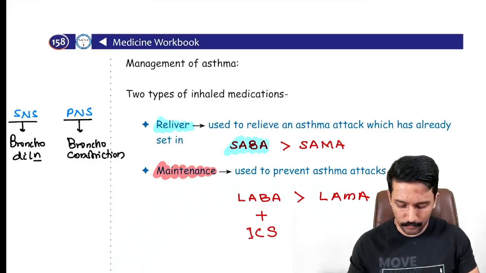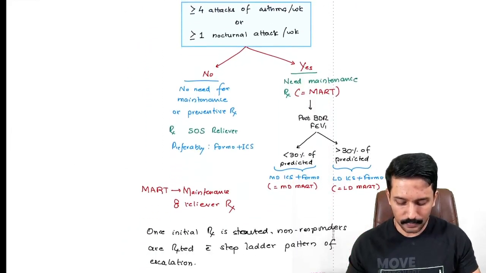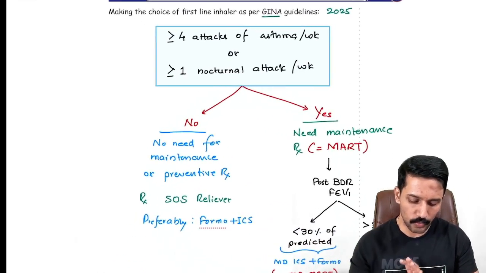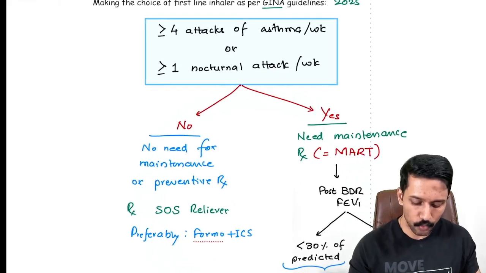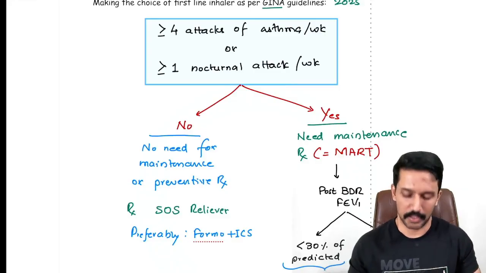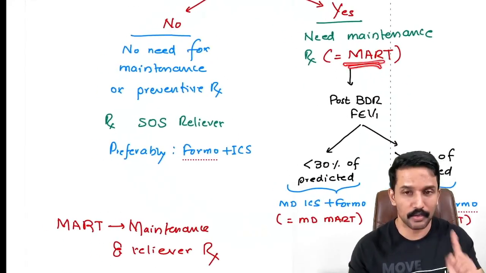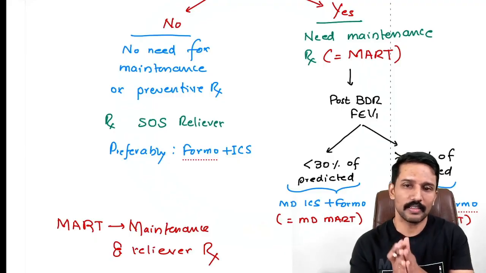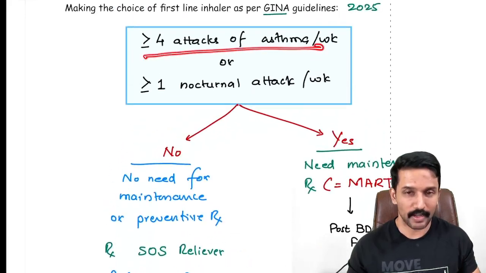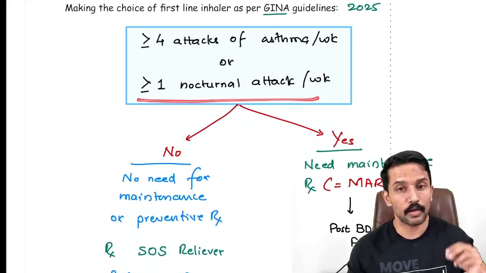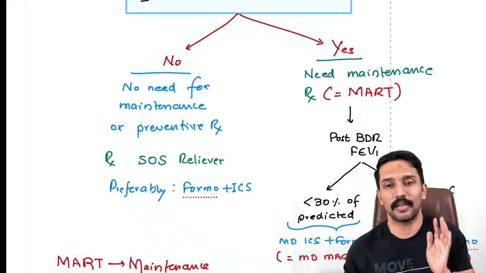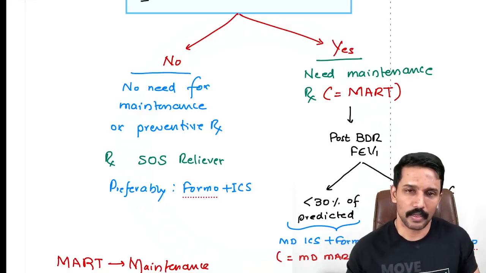Now, should I ask every patient to take daily inhalers or only selected patients, right? For that, we will look at the GINA guidelines. What GINA guidelines say: if a patient is getting 4 attacks of asthma per week or more, or more than 1 nocturnal attack, he requires maintenance treatment. And when maintenance treatment and reliever are combined into one, that is formoterol, we will call it MART. So when is MART required? For those patients who get more than or equal to 4 attacks of asthma per week or more than or equal to 1 nocturnal attack of asthma per week. If you don't require that much, then you don't need regular inhalers. As and when there's an attack, you can take an inhaler, right?